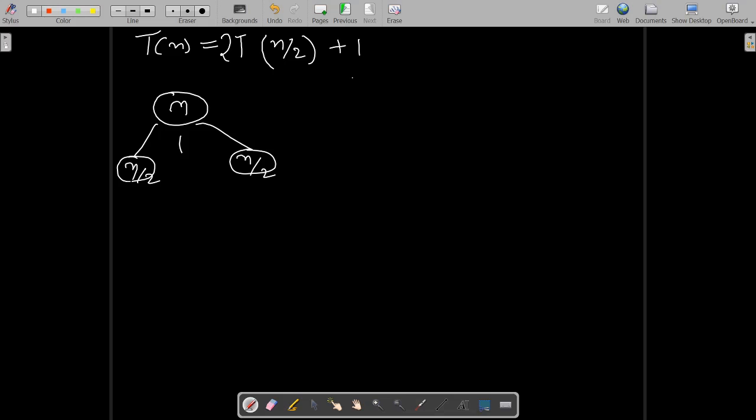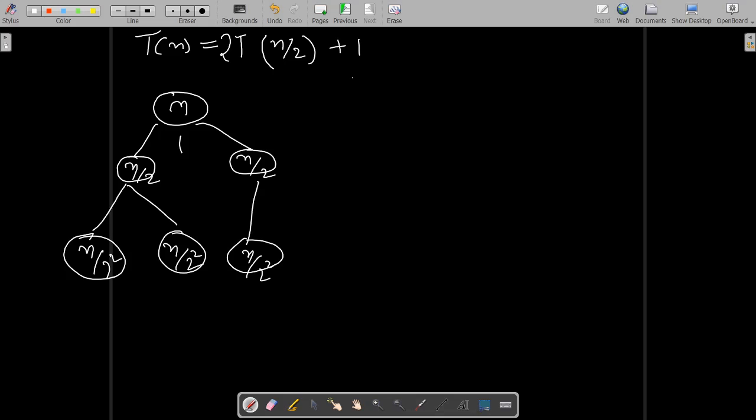Further, at this level we have input size n/2, which would further be divided into n/2^2 at each node, like this. And at each division, one operation is involved. So one operation is involved here and one operation is here. We can see that at this level only one operation is involved, while at this level we have two operations. Now at this level the input size is n/2^2 at each node.